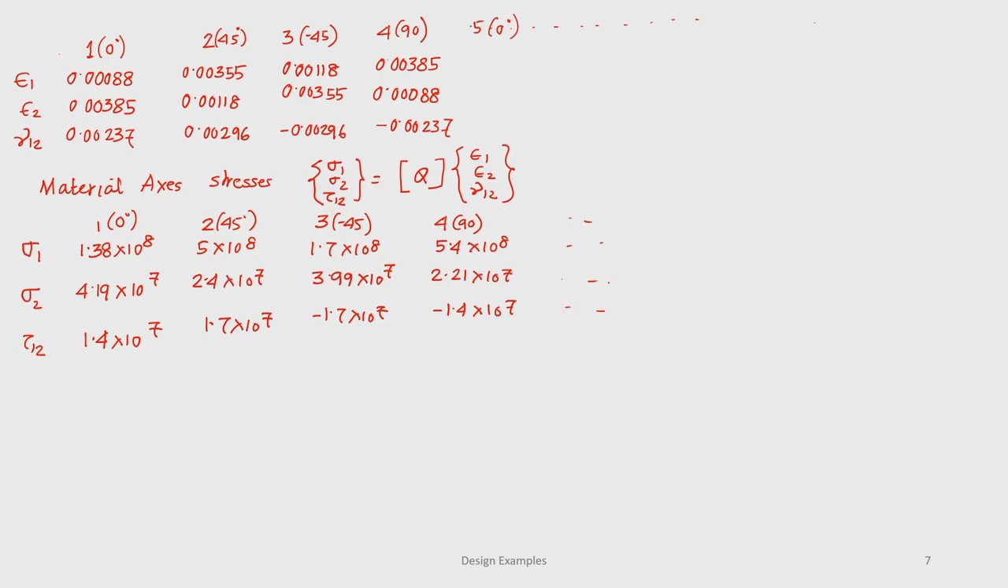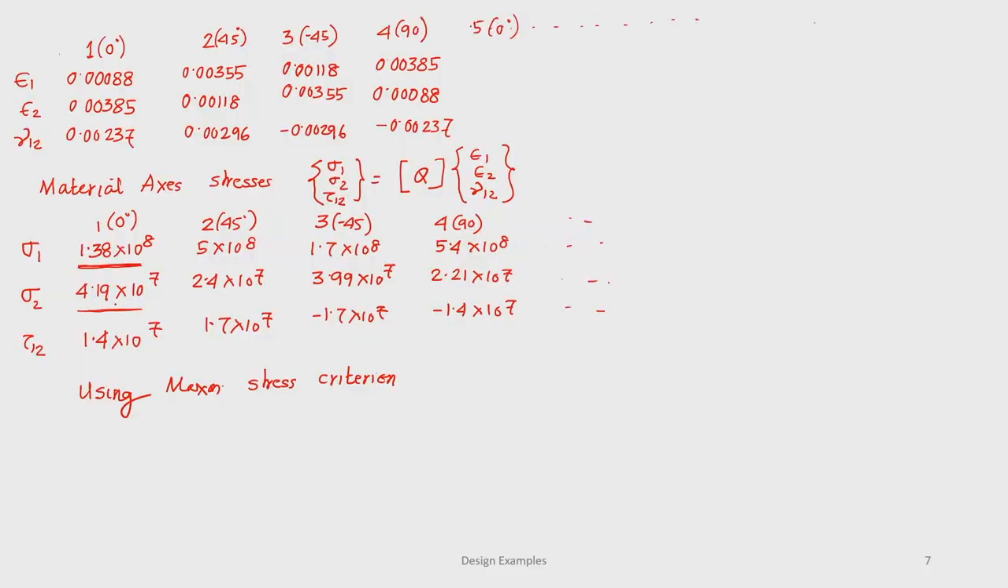Now, we can use an appropriate failure criterion. Suppose we use the maximum stress criterion; we compare the material axis stresses to the corresponding strength. I think we have discussed that in detail in our failure of laminates. Say for example, here sigma 1 is positive, therefore it has to be compared with sigma 1 Tu. Sigma 2 is positive, therefore it has to be compared with sigma 2 Tu. Similarly, tau 1 2 is compared with tau 1 2 U.